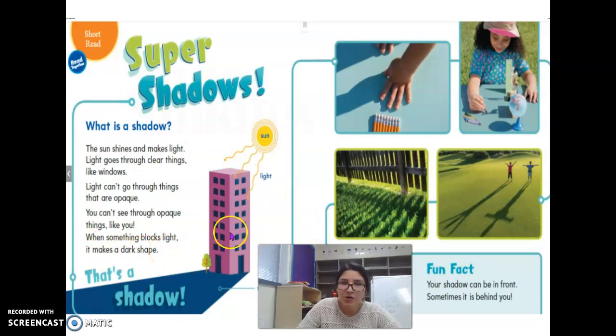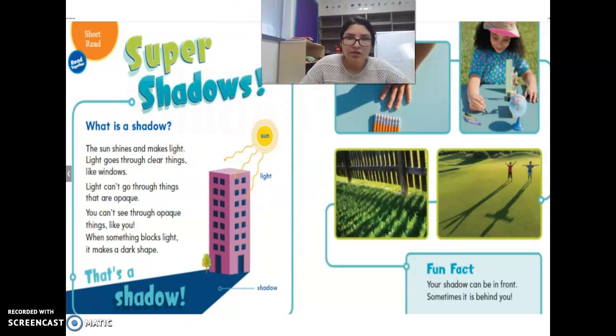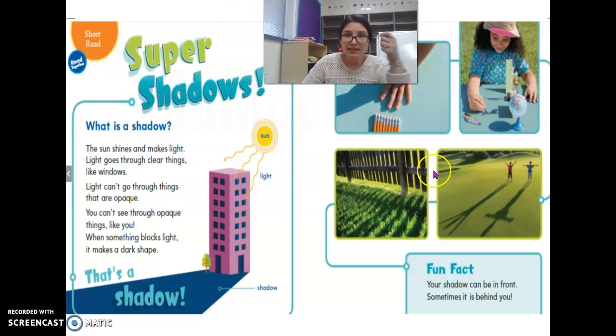Okay, so this is facts. This is real information, true information right there. So let's go ahead and talk about it. Yes, it's an informational text. How do I know it's informational text? Because I'm learning about shadows. This right here is telling us what a shadow is. Plus, here's a diagram. Remember, a diagram is a picture with labels. Well, here is a building. Here's a label: shadow, light, sun. Okay? So here's a text feature.